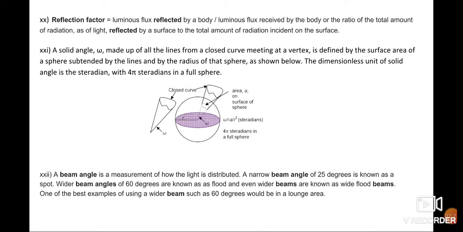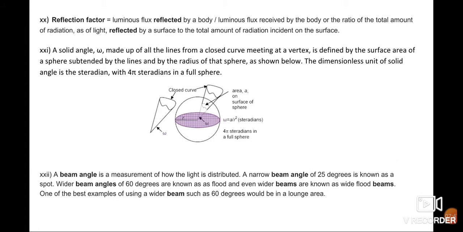So we can see in the diagram that the radius of the sphere is denoted by r. The solid angle of the closed curve is denoted by omega, and omega equals A divided by r squared steradians, where A is the area on the surface of the sphere, and 4 pi steradians is in a full sphere.